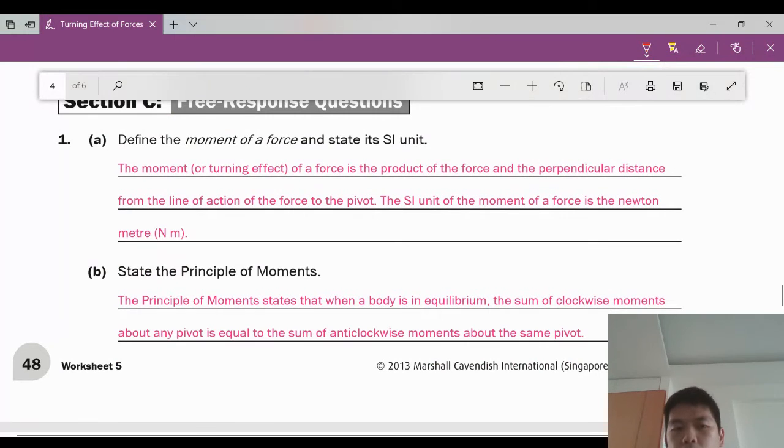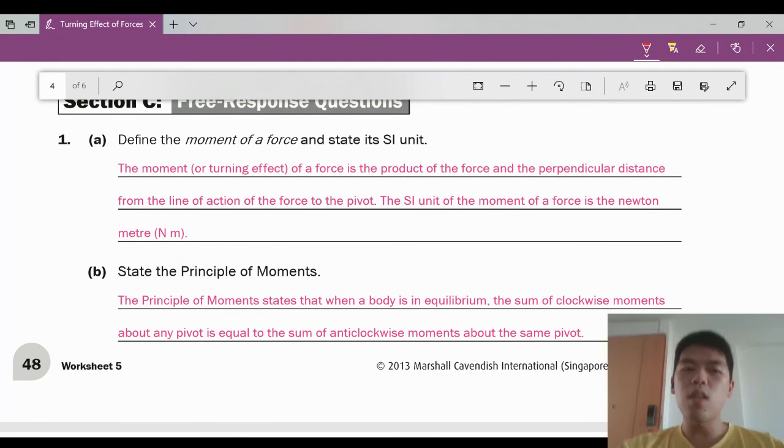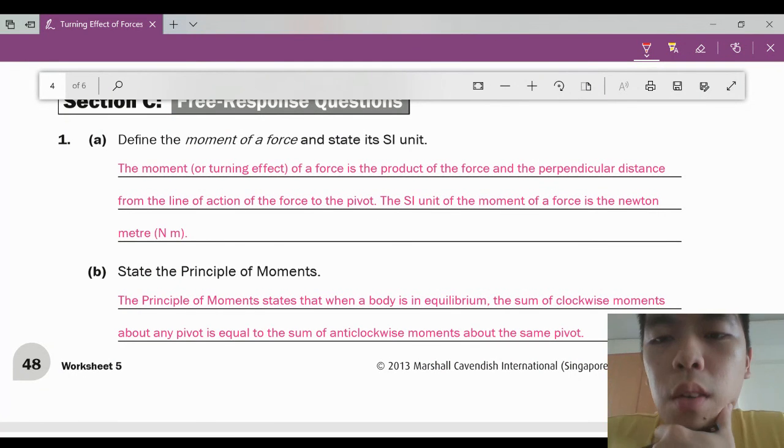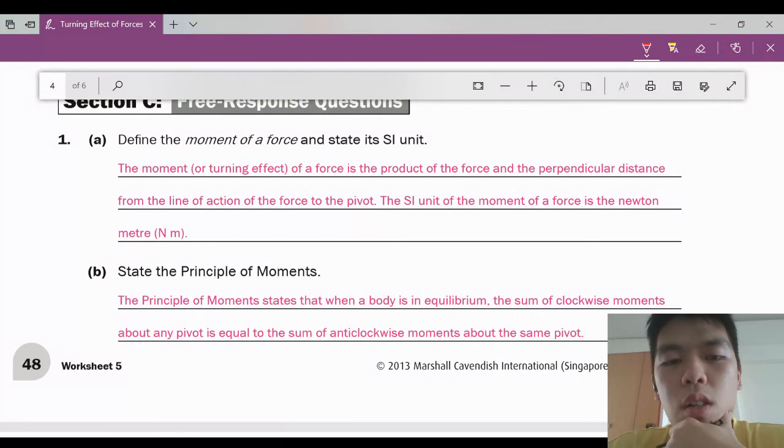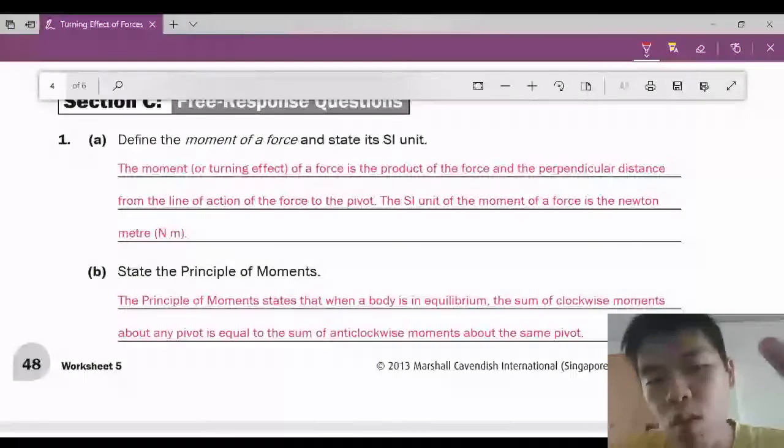Question 1. Define the moment of a force and state its SI unit. The moment of a force is the product of the force and the perpendicular distance from the line of action of the force to the pivot. SI unit is Newton meter. So you must know the definition for moments.